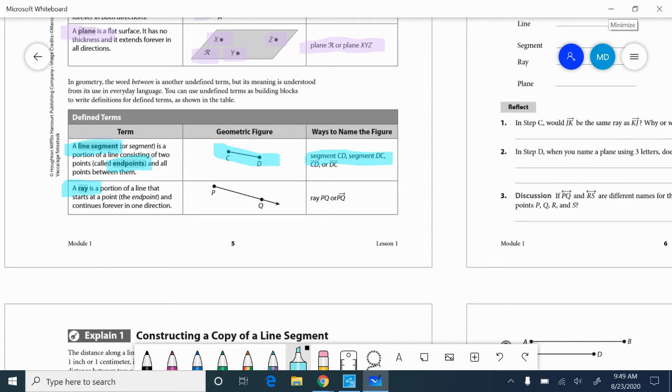Our other defined term is ray. A ray is a portion of a line that starts at a point, the endpoint, and continues forever in one direction. So it's very similar to a line segment, except one side has the arrow, and it does matter the order that you write your ray. So when you say ray PQ, it means it starts at P and goes towards Q and keeps going forever. Same thing with the notation: PQ with an arrow going that direction. For rays, you cannot take those 2 letters and flip them around. Line segments you can, lines you can, but rays you cannot.